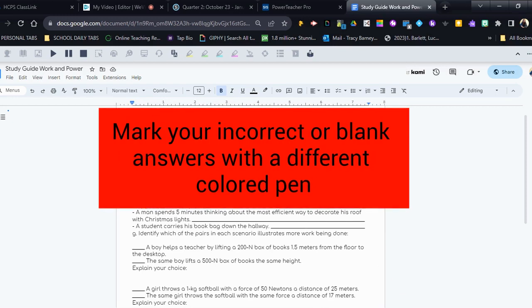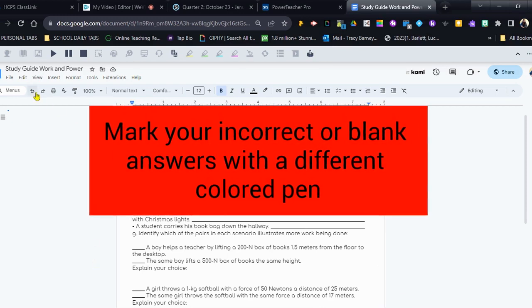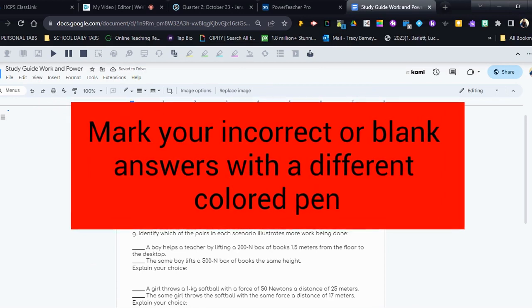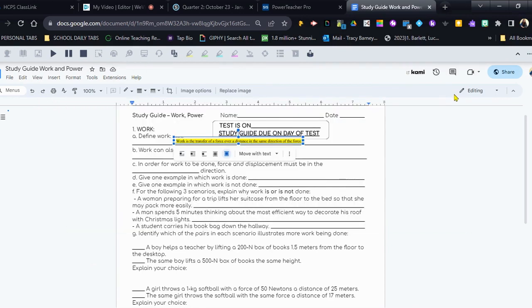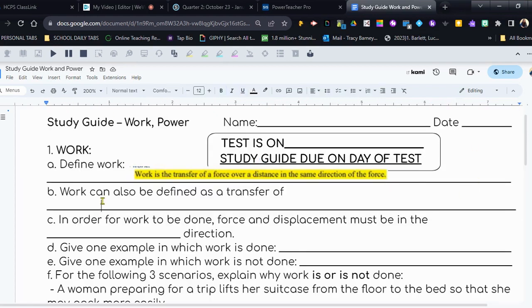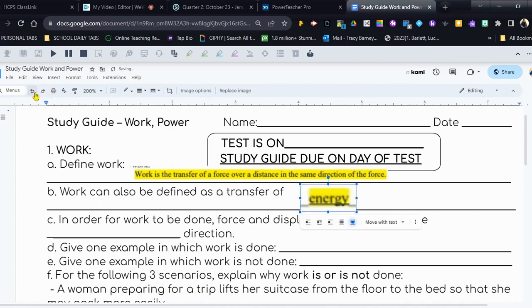Okay, so we're going to define work first. Work is the transfer of a force over a distance in the same direction as the force. Letter B, work can also be defined as a transfer of energy. Letter C, in order for work to be done, force and displacement must be in the same direction.